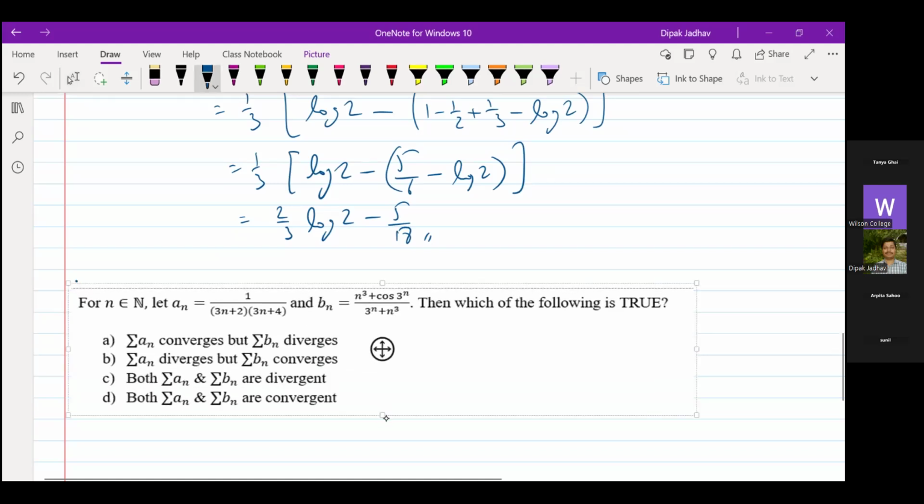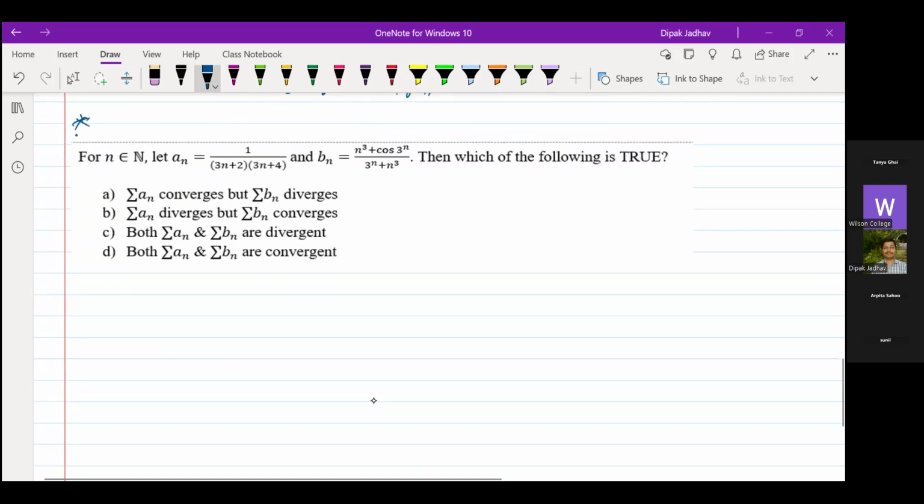Is it visible? There is something, an and bn, given, and there are 4 options. An converges, bn diverges; summation an diverges, summation bn converges; both series will converge or both series will diverge. Think on this. Try applying some test you already know.